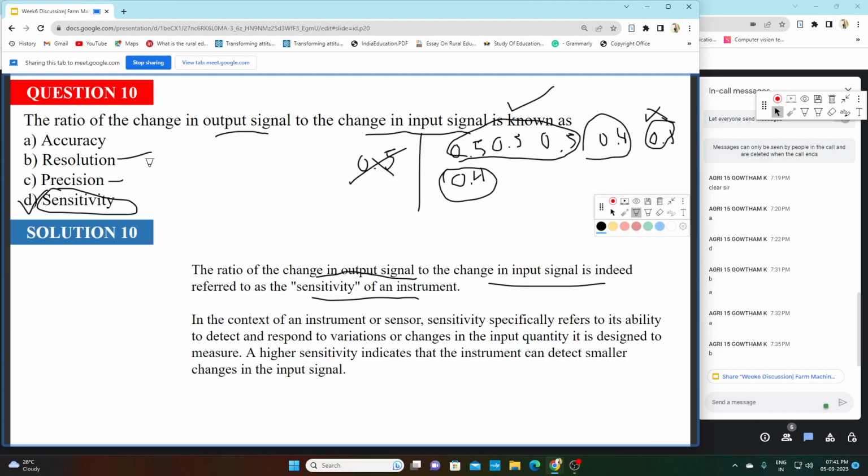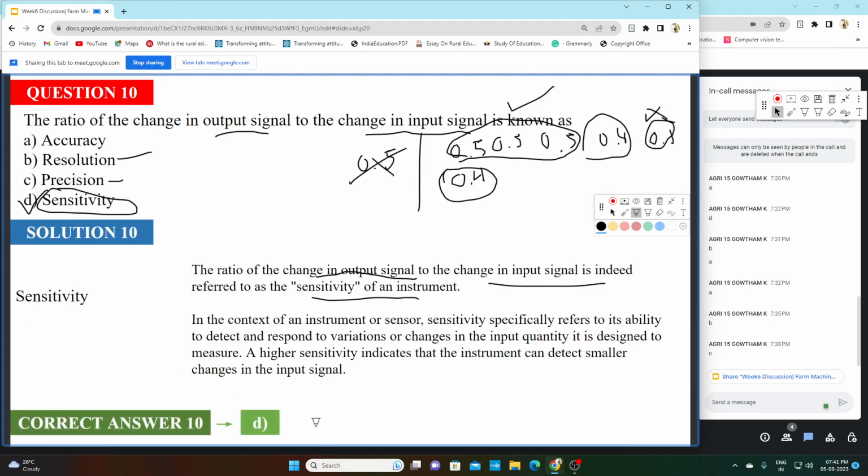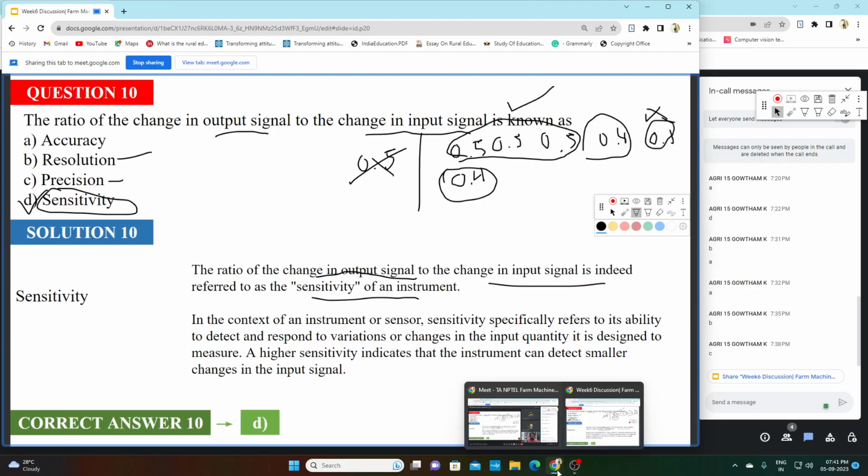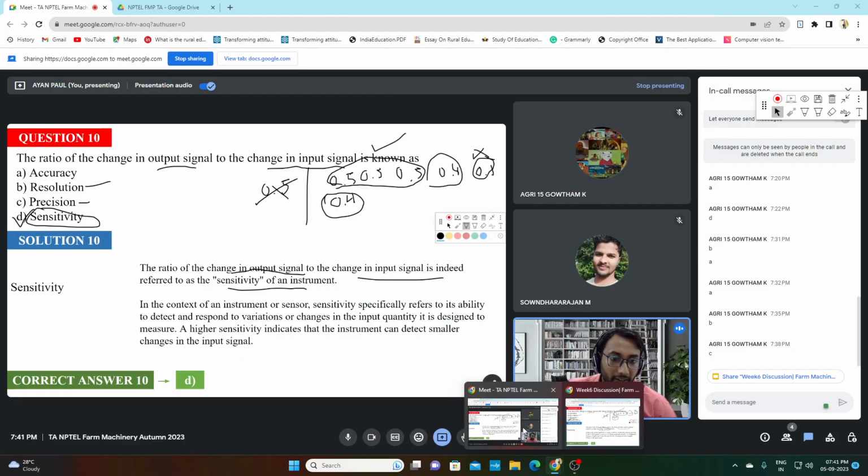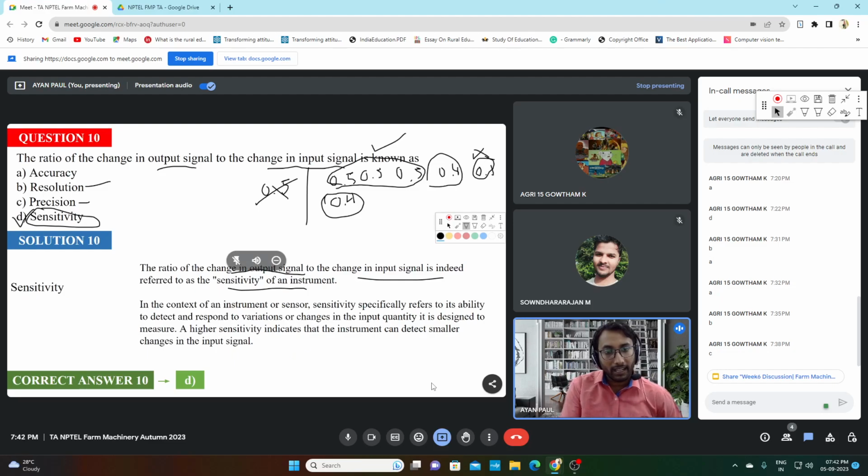Resolution is the smallest quantity that can be measured by your measuring instrument, that is known as resolution. So these are the meanings of the four different terms. In the question it has been asked the ratio of change in output signal to change in input signal, so answer D, sensitivity, is the correct answer. Is this clear to all of you? What is precision, accuracy, resolution and sensitivity? Is this clear?